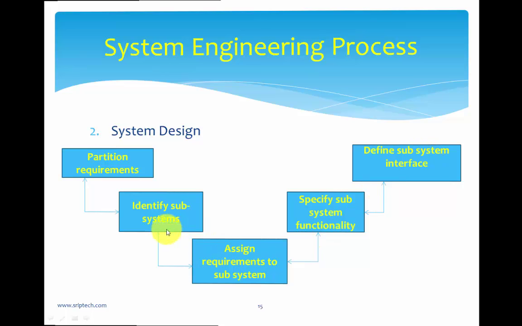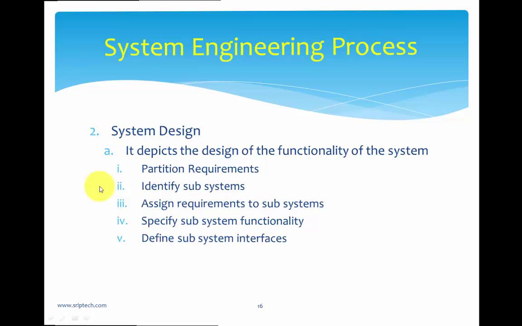Note that between two stages you have a double-headed arrow, which means that some data is passing from one stage to another, from the back stage to the front stage, so that you are refining that particular process as and when you are progressing towards the development of the system. So what are these stages?